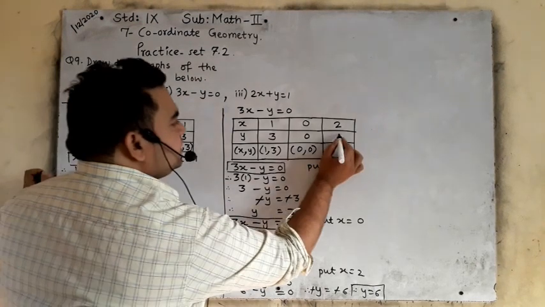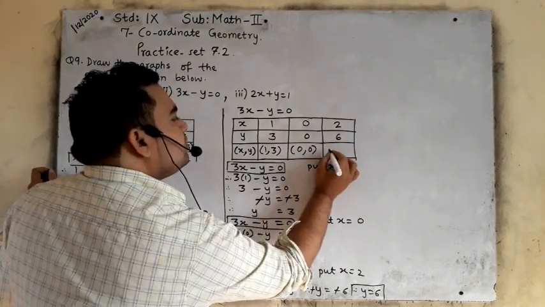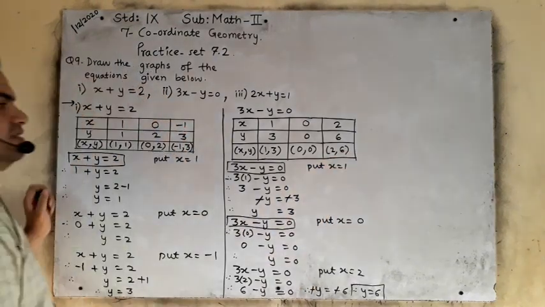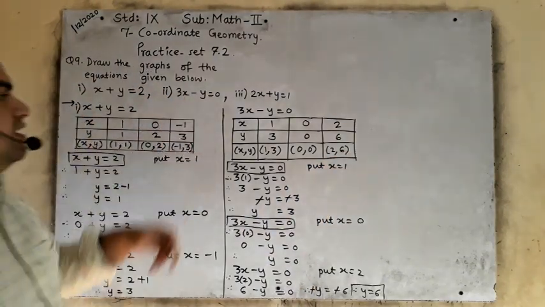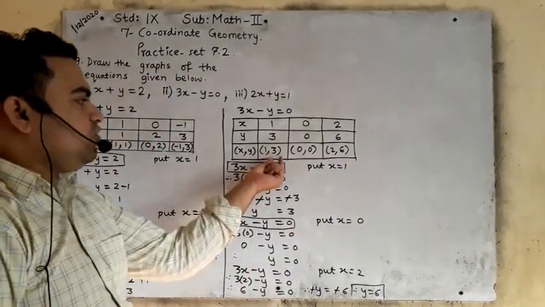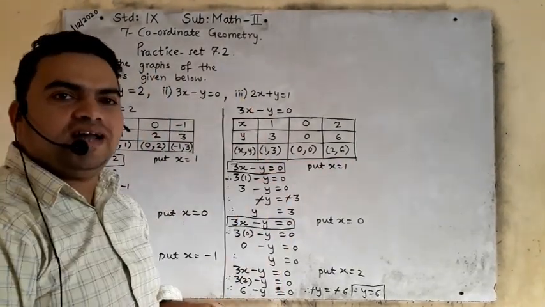So you will write here 6. Now x coordinate is 2 and y coordinate will be 6. This is how you have to solve this. Again you will get 1, 2, 3 points. Okay, so these coordinates you will show in the graph book.